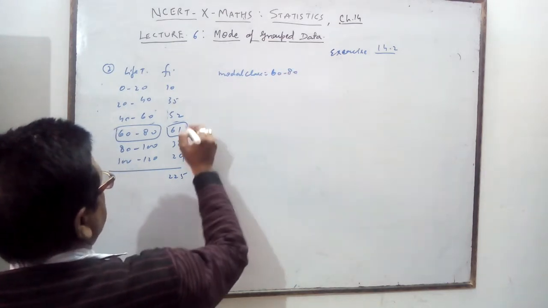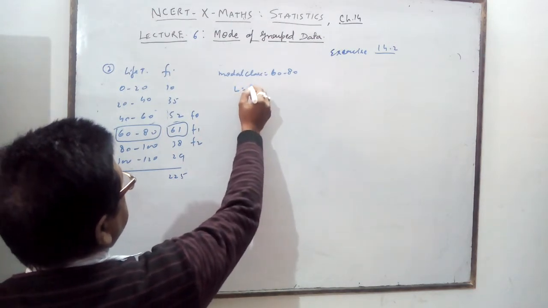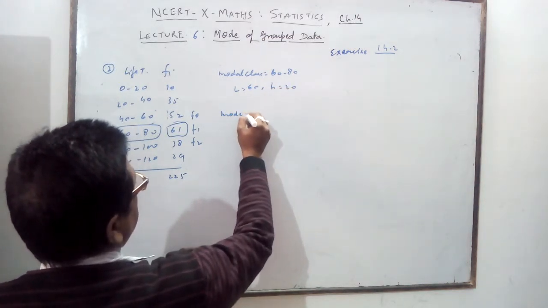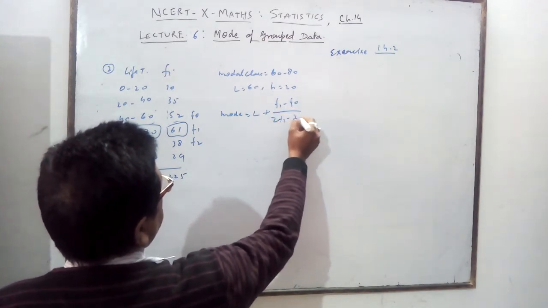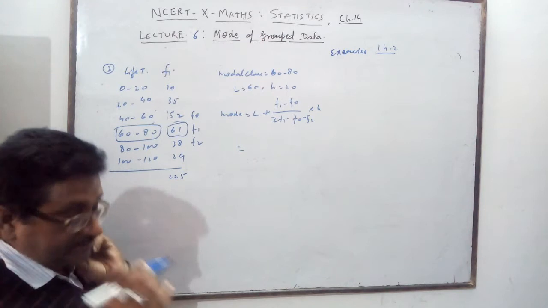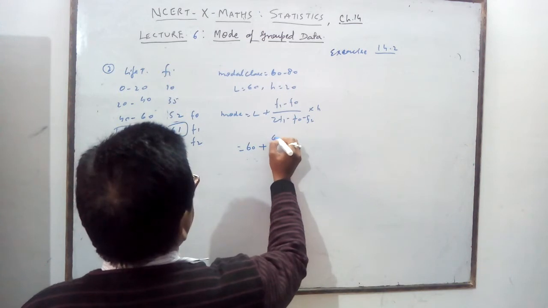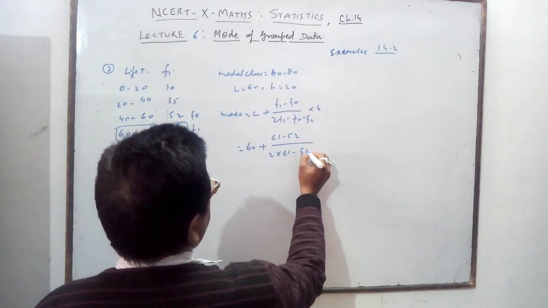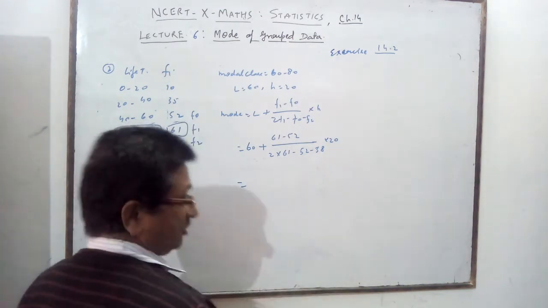So this is F1, this is F0 and this is F2. L is 60 and H is 20. Mode is equal to L plus F1 minus F0 upon 2F1 minus F0 minus F2, into H. Put the values: 60 plus 61 minus 52 upon 2 into 61 minus 52 minus 38, multiplied by 20. You can solve and get your result.